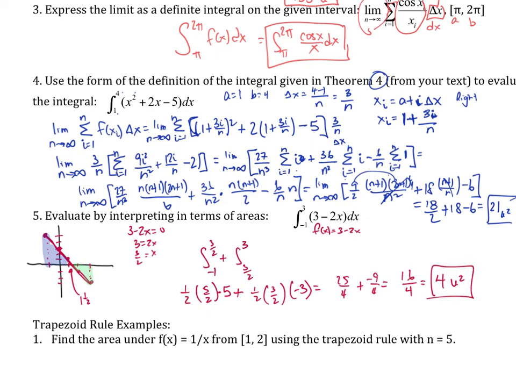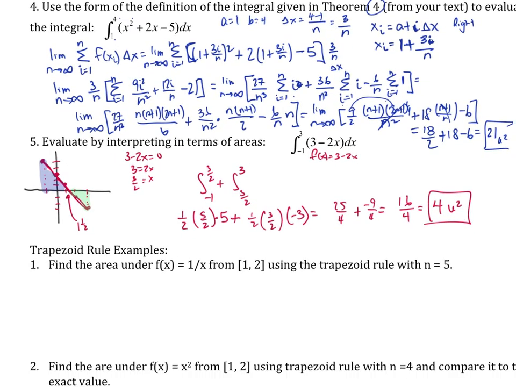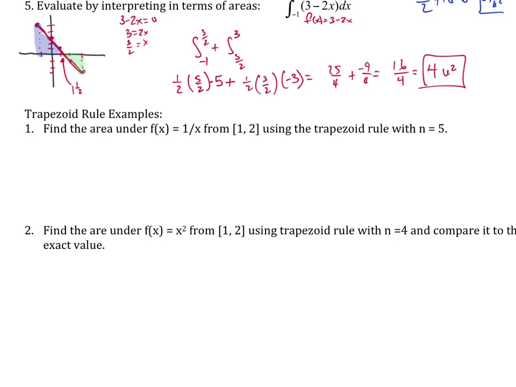All right. Next, we got 2 more left. We're going to do a trapezoid rule one, and then we are going to do another one where we find an exact value and compare. So for this trapezoid rule one, it says find the area under f of x equals 1 over x from 1 to 2 using trapezoid rule with n equals 5.